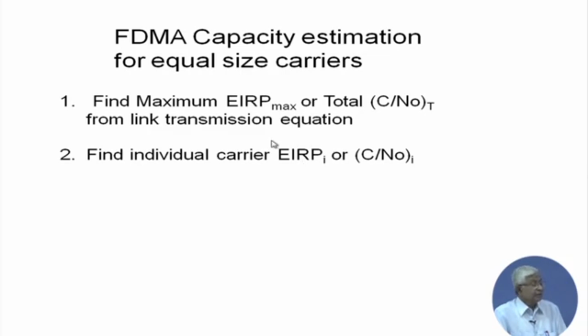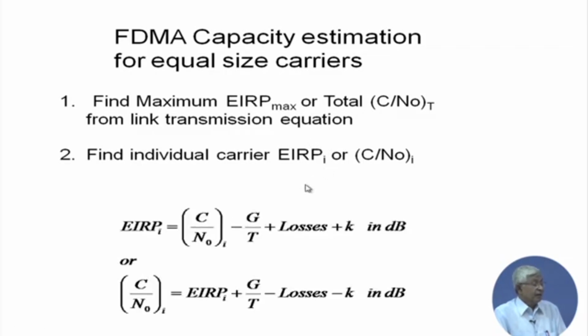From the total ERP from the satellite, the individual carrier ERP from the satellite will come to be known, because individual stations are taking smaller bandwidth and smaller power, so their ERPs are lower. You remember the transmission equation: C by N naught in dB is EIRP plus G by T minus losses minus K. EIRP in this case is taken from the satellite, so it is the EIRP downlink, and G by T of the earth station.